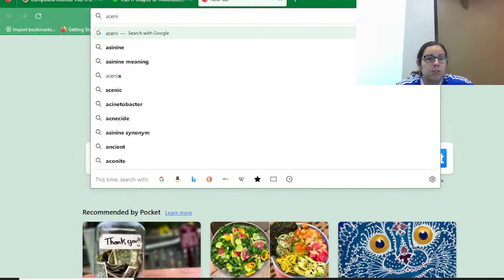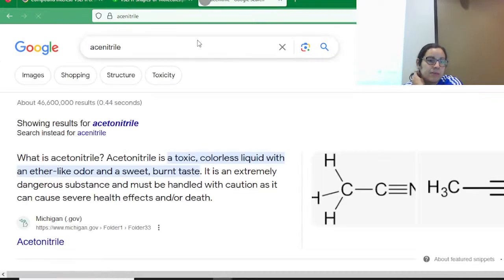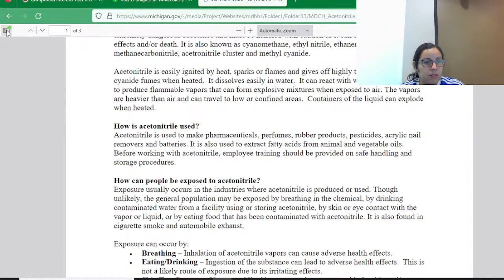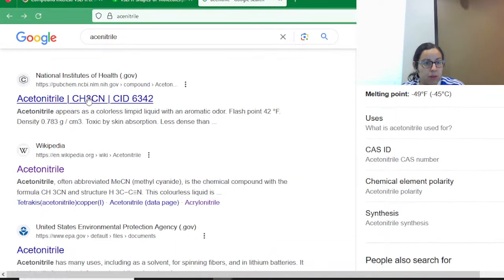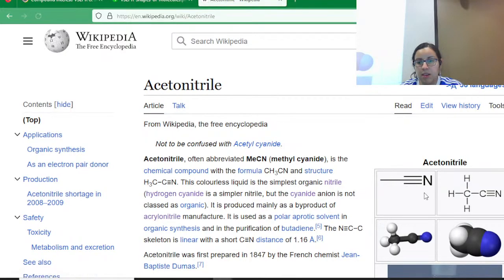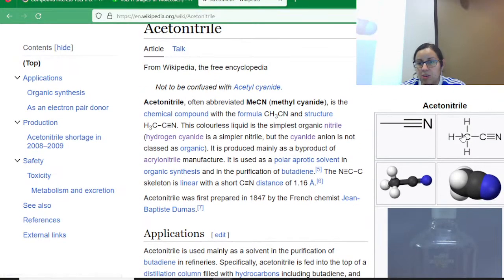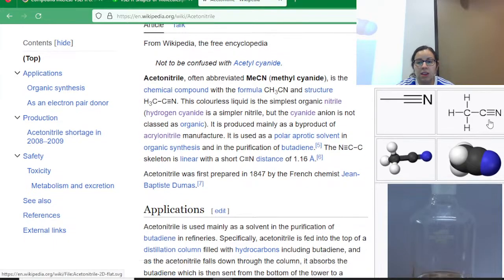acetonitrile. That's what I'm trying to spell. Acetonitrile. Oh my gosh, sorry. Where's the Wikipedia page? Wikipedia. So right, we have acetonitrile, so we could draw out the Lewis dot structure, and the key point would be those two little lone pairs.